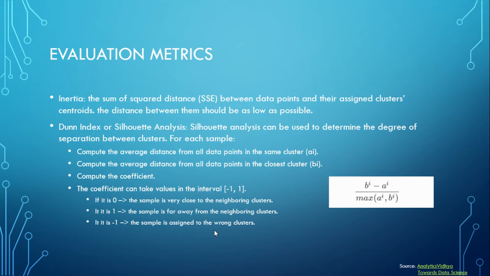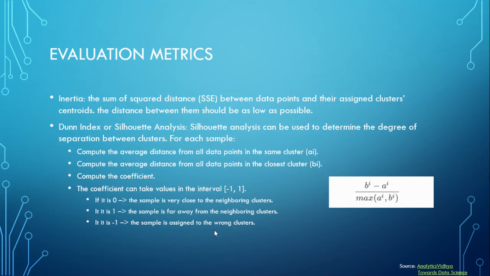Now, for an unsupervised learning algorithm, the evaluation metrics are very different from what you have for supervised learning. In supervised learning, you have the confusion matrix and you have the accuracy and misclassification. You don't have such things in unsupervised learning algorithms. You will have to come up with your own set of evaluation metrics that you think would be good. There are two very common metrics for k-means clustering. One is inertia, where you calculate the sum of the squared distance between the data points and the cluster centroids. This distance has to be as low as possible. If it's low, then it belongs to the right cluster.